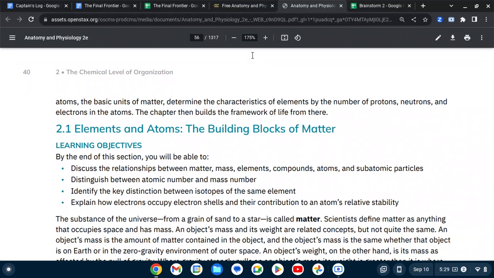2.1 Elements and atoms, the building blocks of matter. Learning objectives. By the end of this section, you will be able to discuss the relationships between matter, mass, elements, compounds, atoms, and subatomic particles. Distinguish between atomic number and mass number. Identify the key distinction between isotopes of the same element. Explain how electrons occupy electron shells and their contribution to an atom's relative stability.